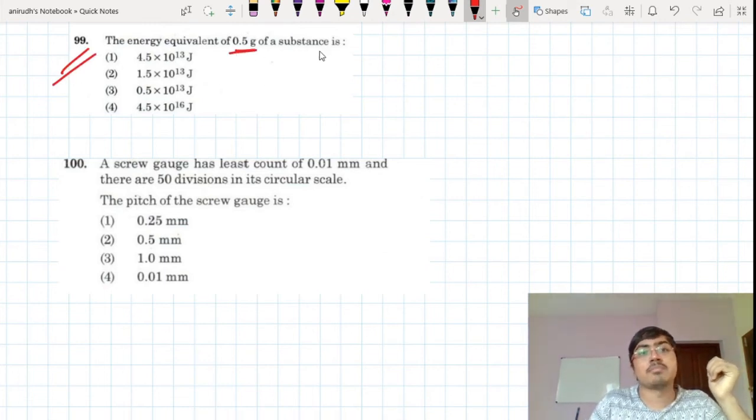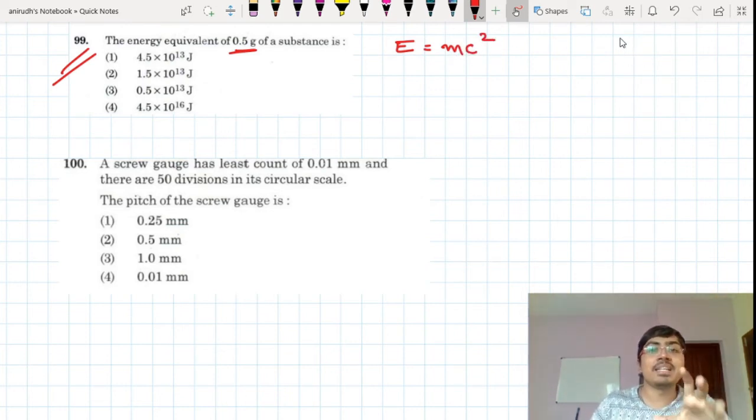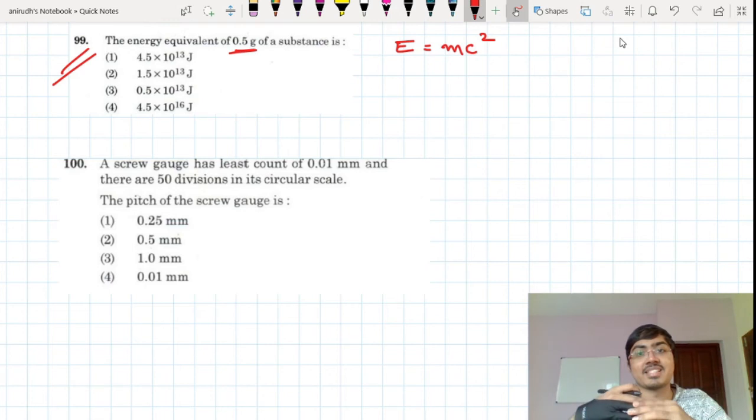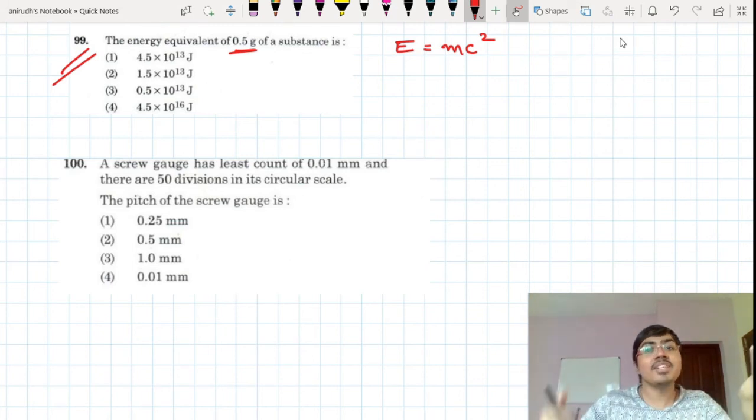So yes, another question, again a modern physics question. Energy equivalent to this much amount of substance here. Einstein's equation has to be utilized for the purpose of solving this. E is equal to mc square. It's a bit rare to get these kind of questions normally in the exam, but relativity theory and all those things are supposed to be learned at a very extreme level.